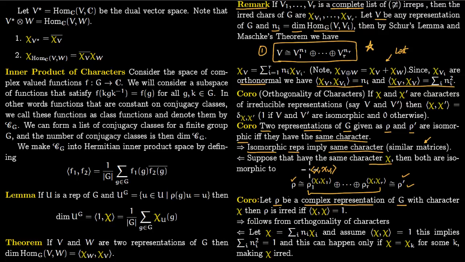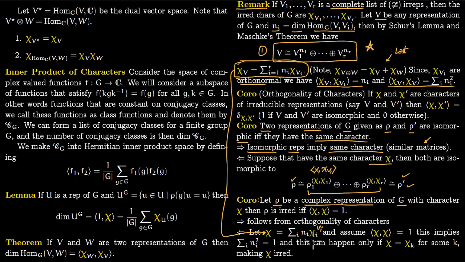In the opposite direction, we have already seen that you write this chi like this, where chi i corresponds to the vector space vi. So we are just copying this here.